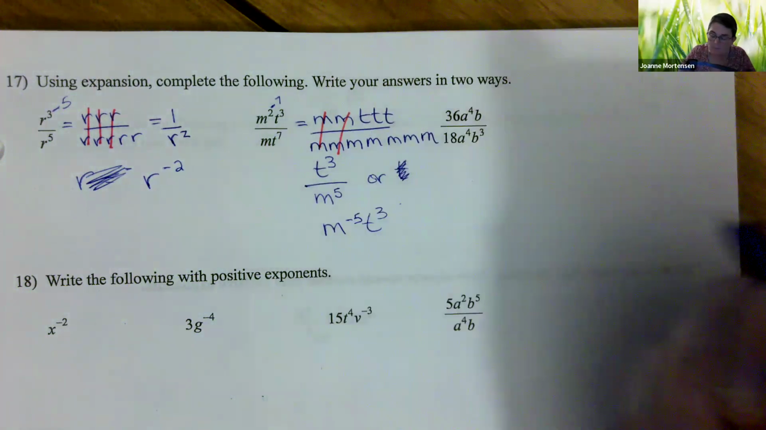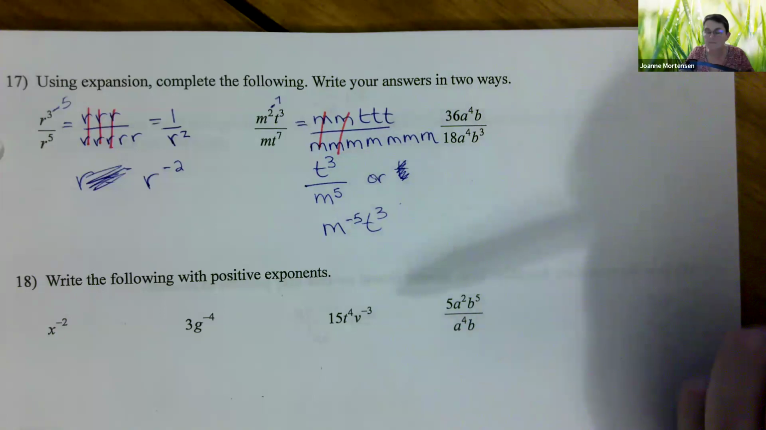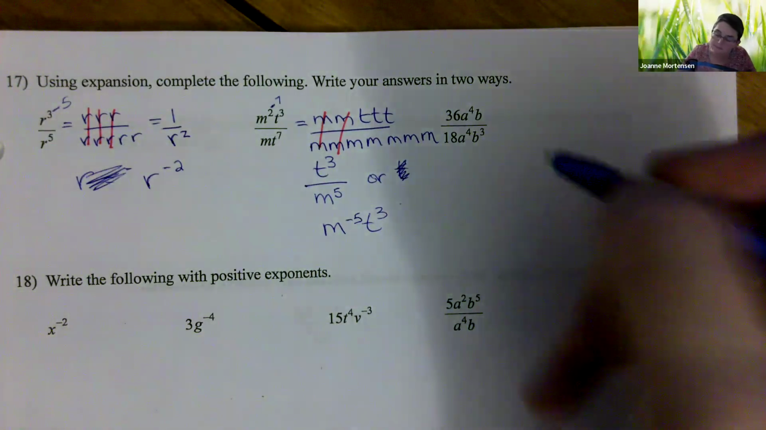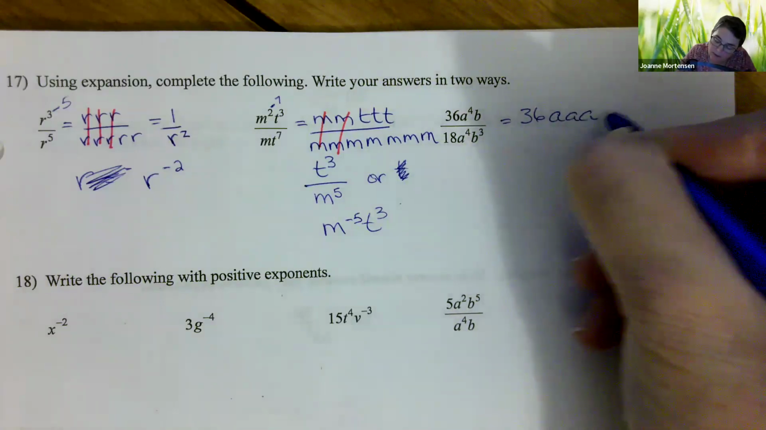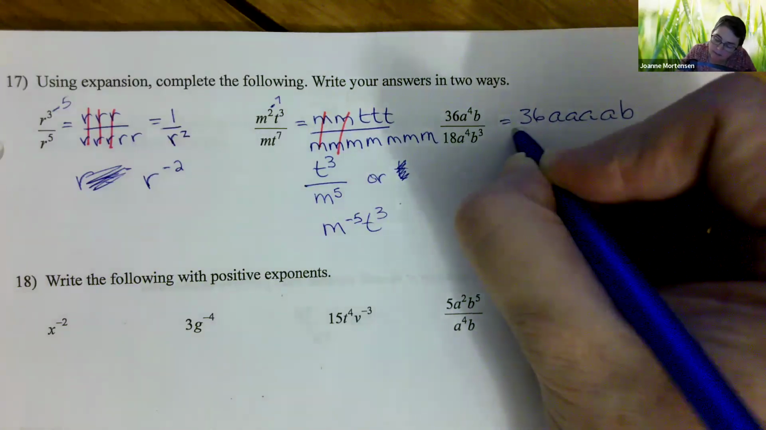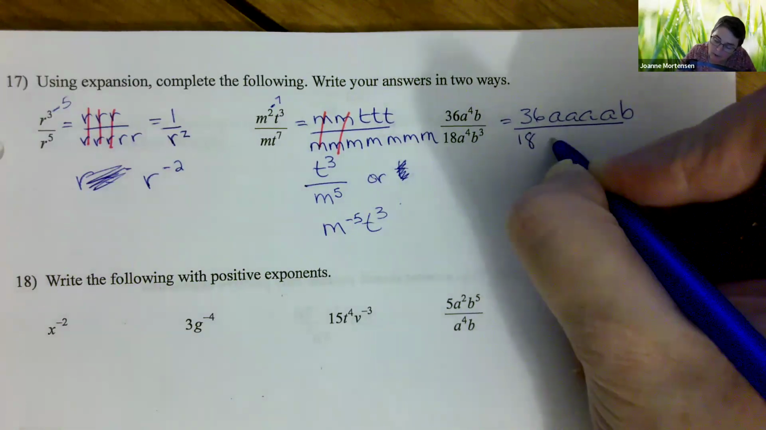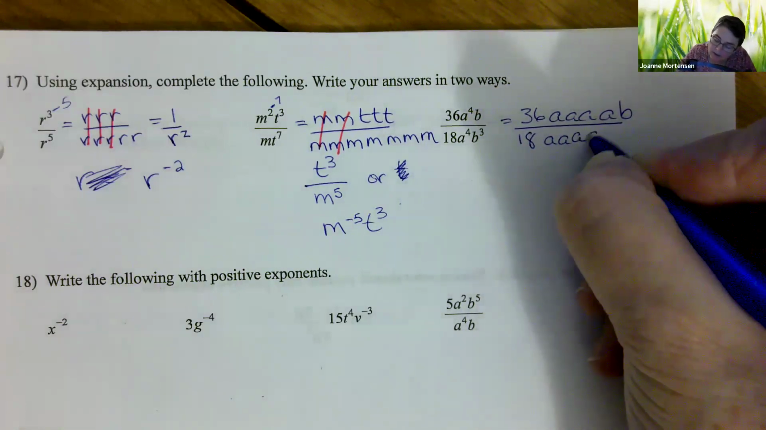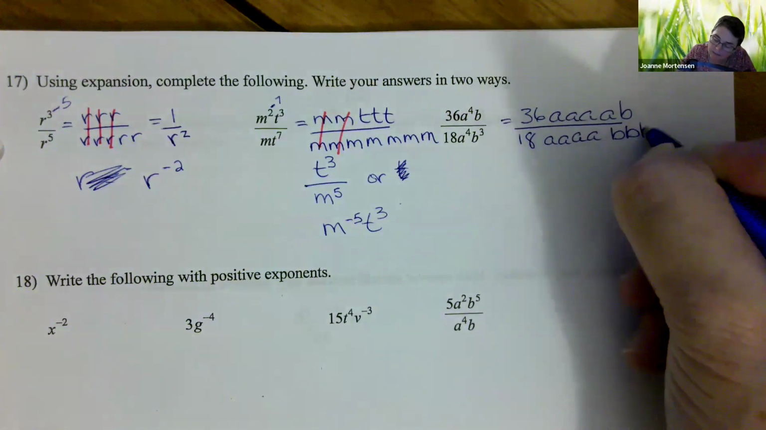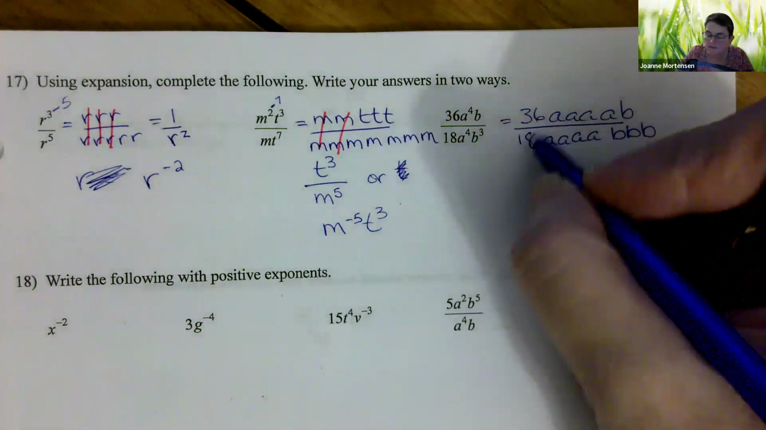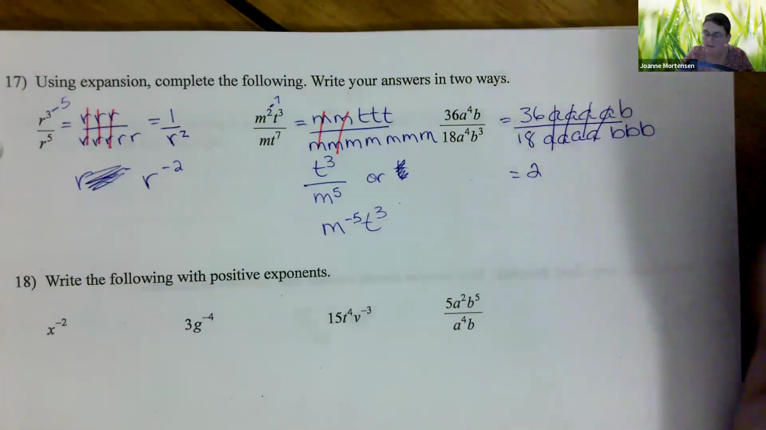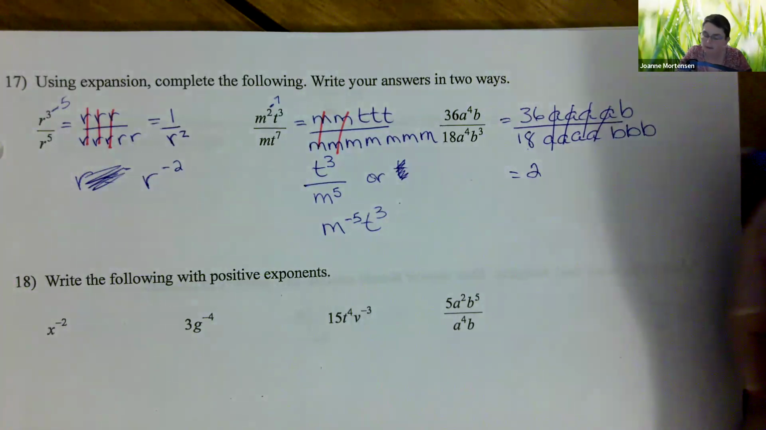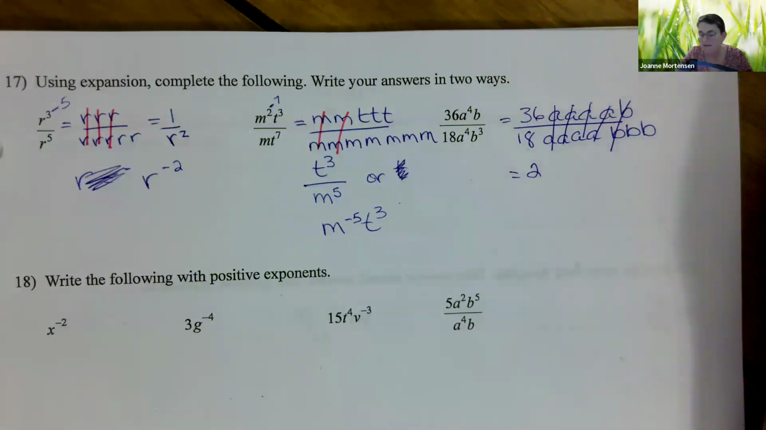So T3. So again, same. 36, 2, 3, 4, and B. And 18, 1, 2, 3, 4, and 3 B's. All right, 36 divided by 18 is going to give me 2. Cancel. All canceling out to 1, so I don't have to worry about them. Cancel here. Now the trick is, where are those B's?